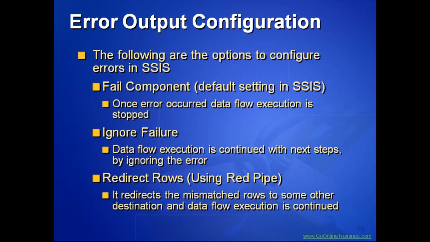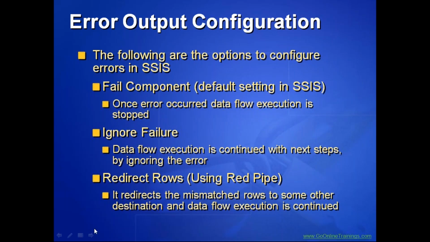Whatever data got loaded will be there, and after that no rows are available in the destination table. So this is the default behavior of any ETL, even for SSIS as well. Once an error occurred, data flow execution is stopped. That's it. It's not going to go further. The next behavior is ignore the failure. Data flow execution is continued with the next steps by ignoring that error. It is going to ignore that and continue with the remaining data, and data can be loaded to the destination.